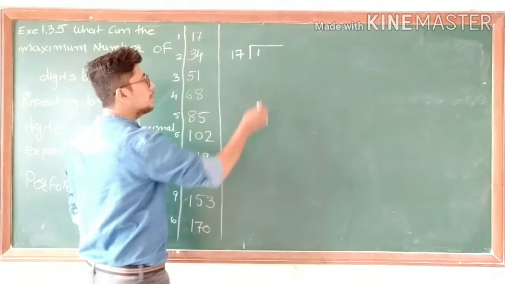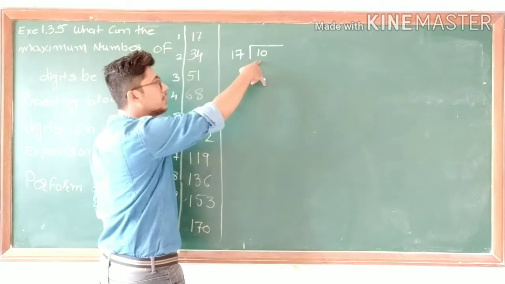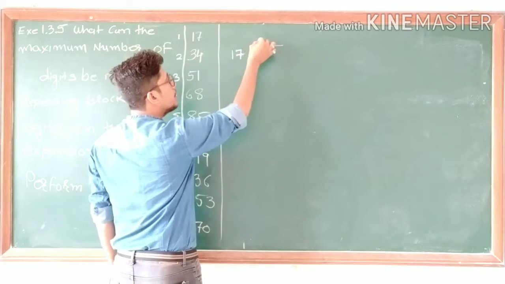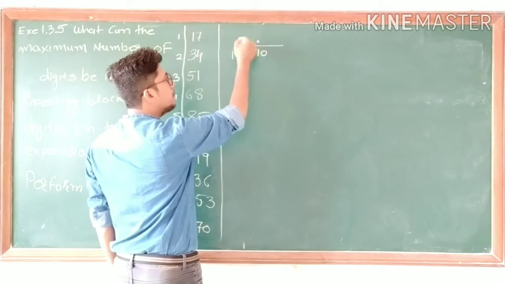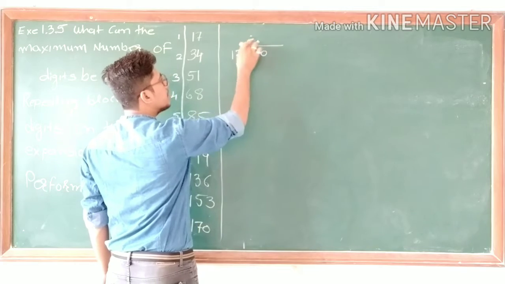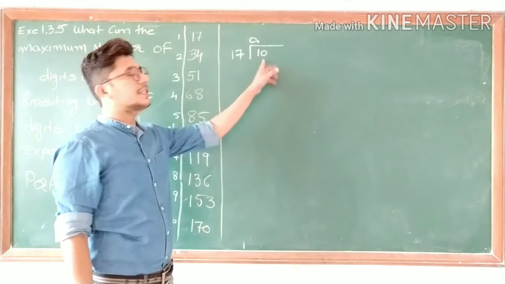So what we have to do? We have to put 0 over here. And when you are putting 0 on the dividend, what you have to do? You have to put a point in the quotient. Before the point, as many zeros as you wish, you can put. Okay. So 0 point means it is 10.